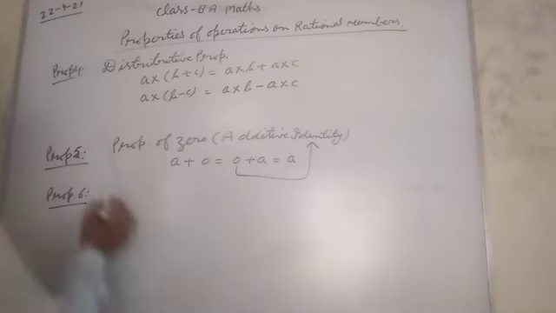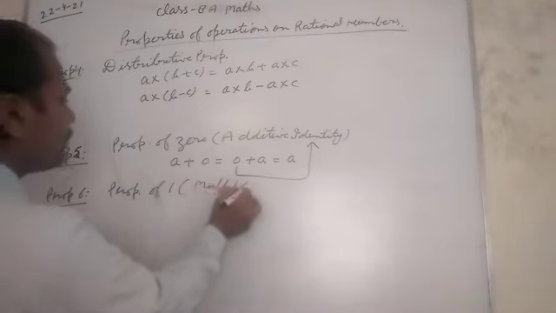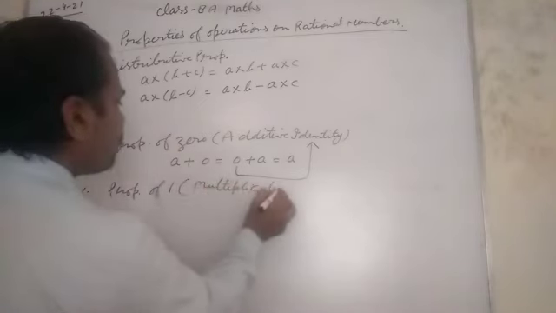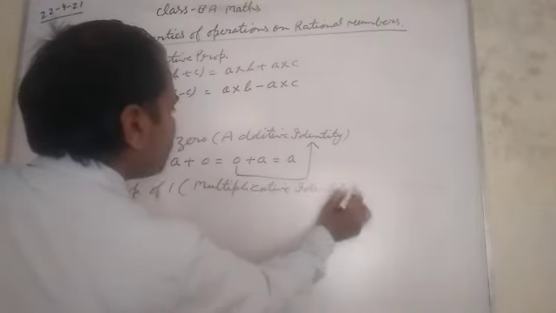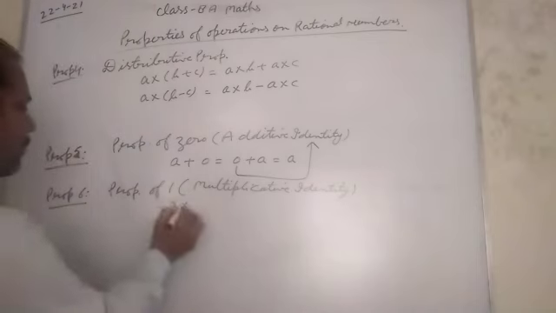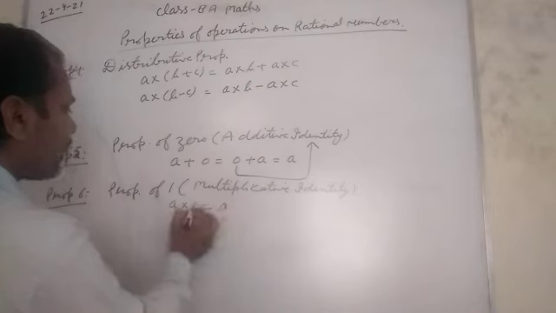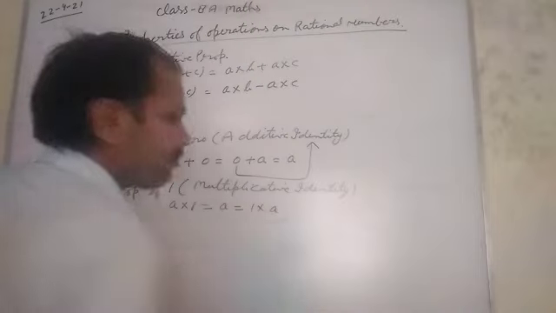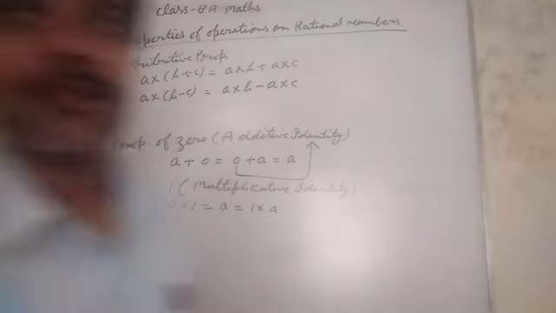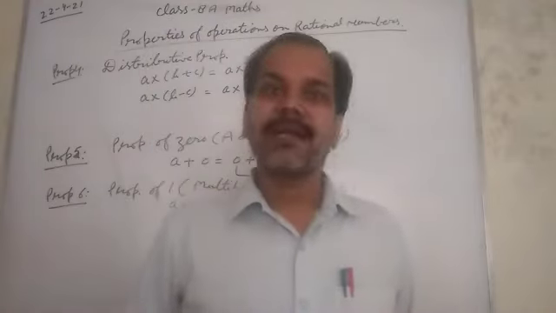Sixth one, property of 1, and that is called multiplicative identity. It means that any number we multiply by 1 gives that same number. So A into 1 is equal to A is equal to 1 into A. Means 1 is the multiplicative identity. If we multiply any number by 1, we will get that same number.